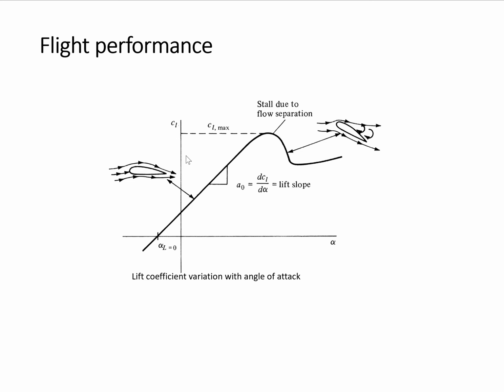Your lift to angle of attack graph must look similar to this. It must have a linear region. It has to cross zero, usually at zero angle of attack, and it has to have a local maximum. And our focus is going to be on this region specifically, the linear region where the flow is attached.